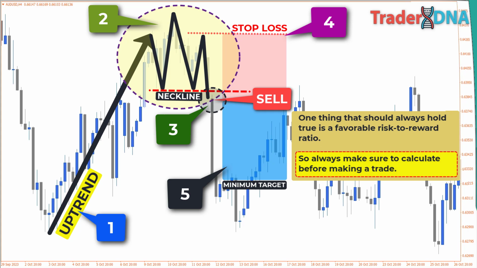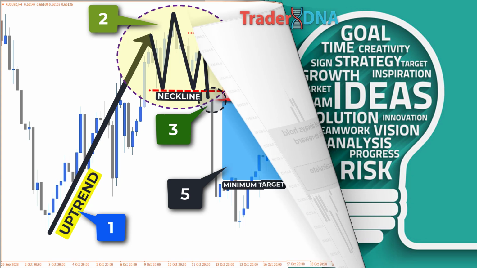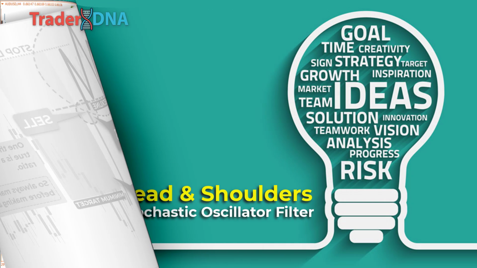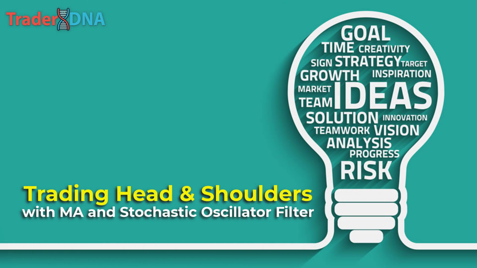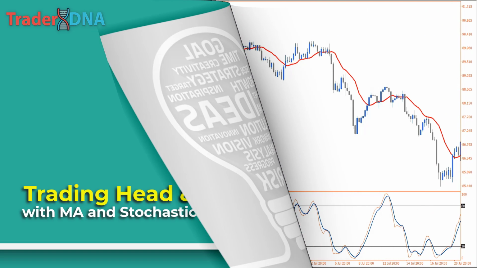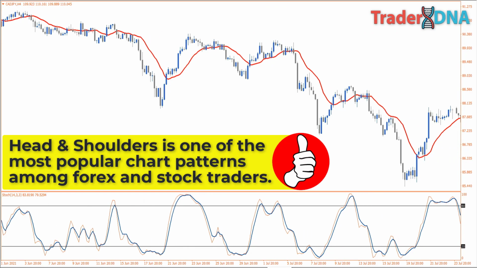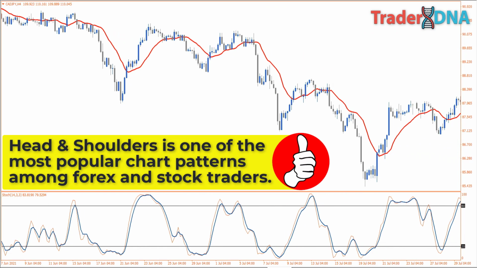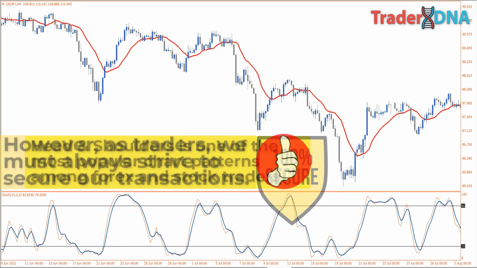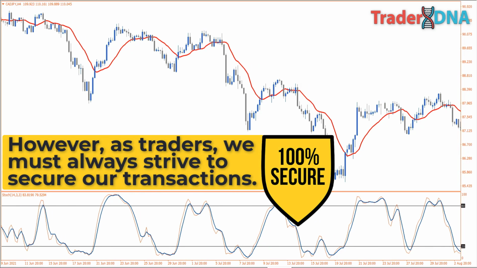Trading head and shoulders with moving average and stochastic oscillator filter. After understanding all aspects of the head and shoulders pattern, let's now discuss how to improve trading accuracy with head and shoulders. Head and shoulders is one of the most popular chart patterns among forex and stock traders. However, as traders, we must always strive to secure our transactions.